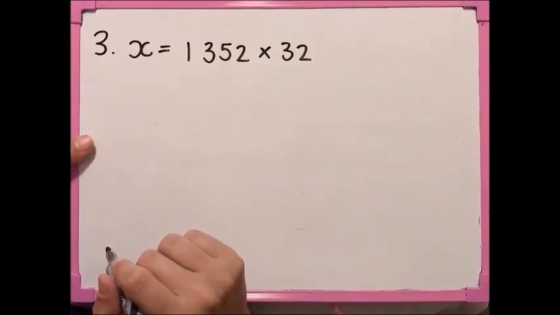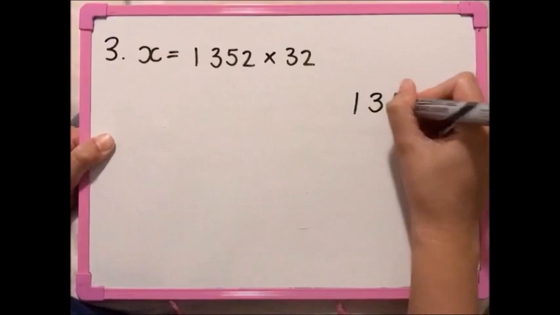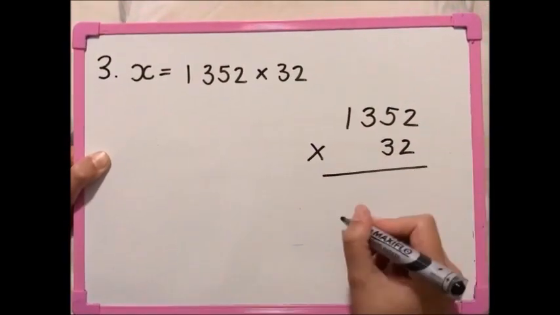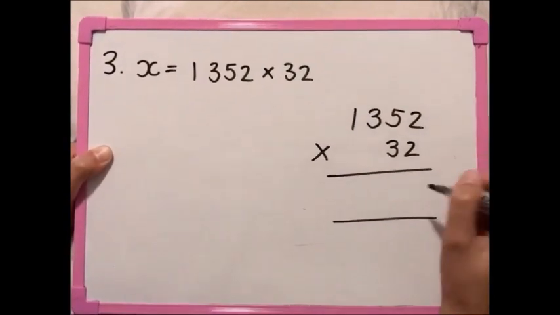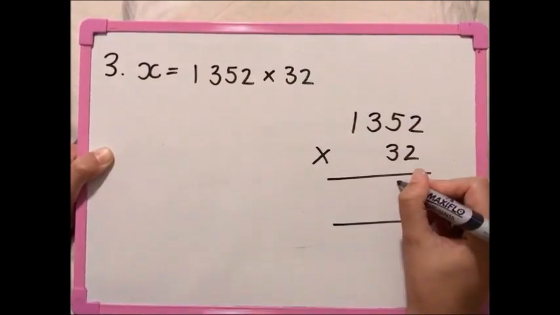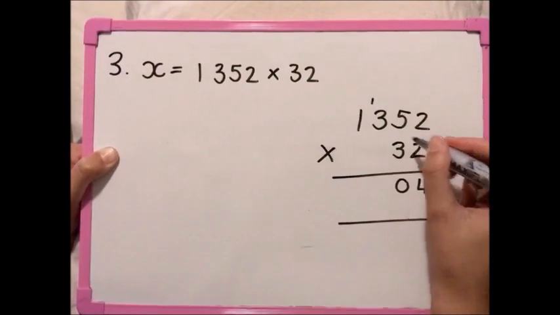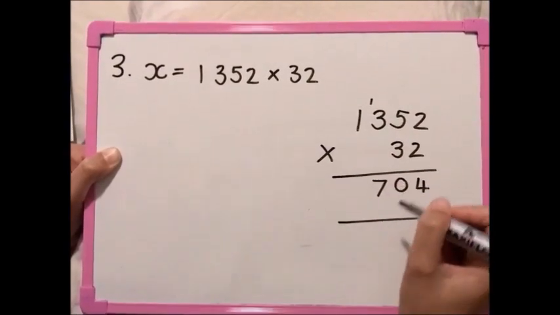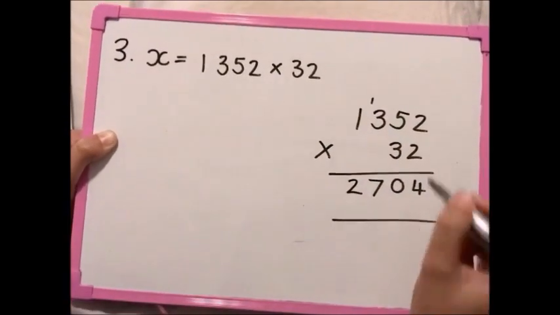1,352 times 32. We start by writing our two numbers on the left hand side at the correct place value underneath each other. We start by multiplying the 2. 2 times 2 gives me 4. 2 times 5 gives me 10, and I take the 1 over. 2 times 3 gives me 6, added to the 1 is 7, and 2 times 1 gives me 2.